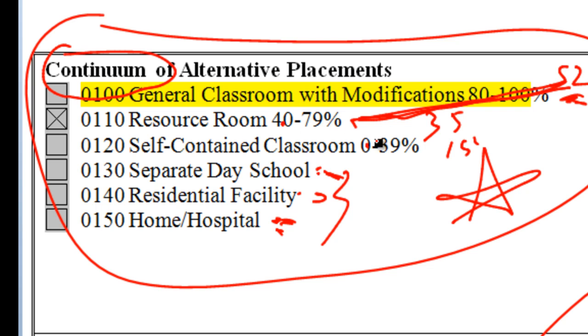Now, why would you need this? Let's say we are in Madison, South Dakota. What does this matter here? Well, if I'm in Madison, South Dakota, in my school, I can probably provide the general classroom with modifications. I can provide, obviously, the resource room. I can generally provide a self-contained classroom. But I may have difficulty providing these three here.